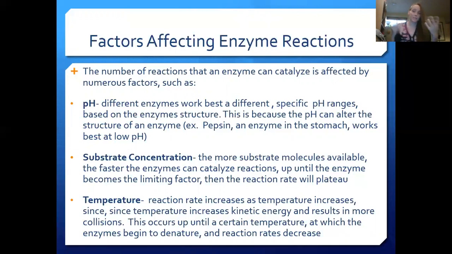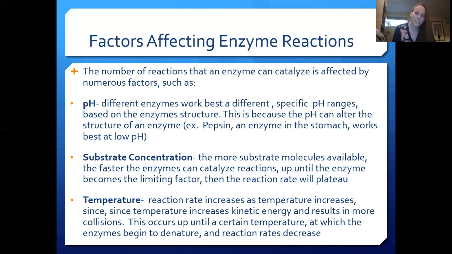However, the more substrate you have around, so the higher the concentration of substrate, the faster it is for an enzyme to bump into a substrate and just be able to latch on and catalyze it. That will increase, so the increase of substrate concentration will correlate with an increase of the reaction rate up until that enzyme is surrounded by substrate and working as fast as it can. And then at that point, the reaction rate just kind of plateaus.